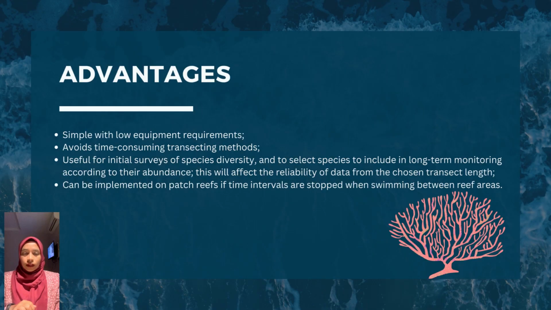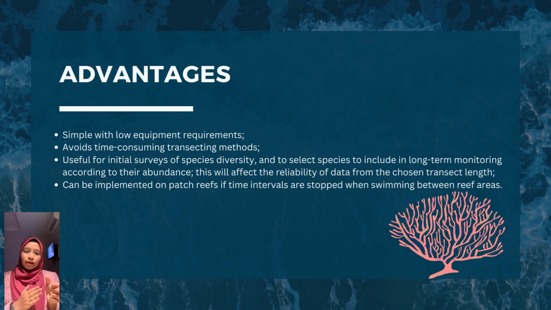The advantages that we can get from using this method are that it is very simple with low equipment requirements. It also avoids time-consuming transecting methods. Also, it is very useful for initial surveys of species diversity and to select species to include in long-term monitoring according to their abundance. This will affect the reliability of data from the chosen transect length. And the last one is, it can also be implemented on patch reef if time intervals are stopped when swimming between reef areas.